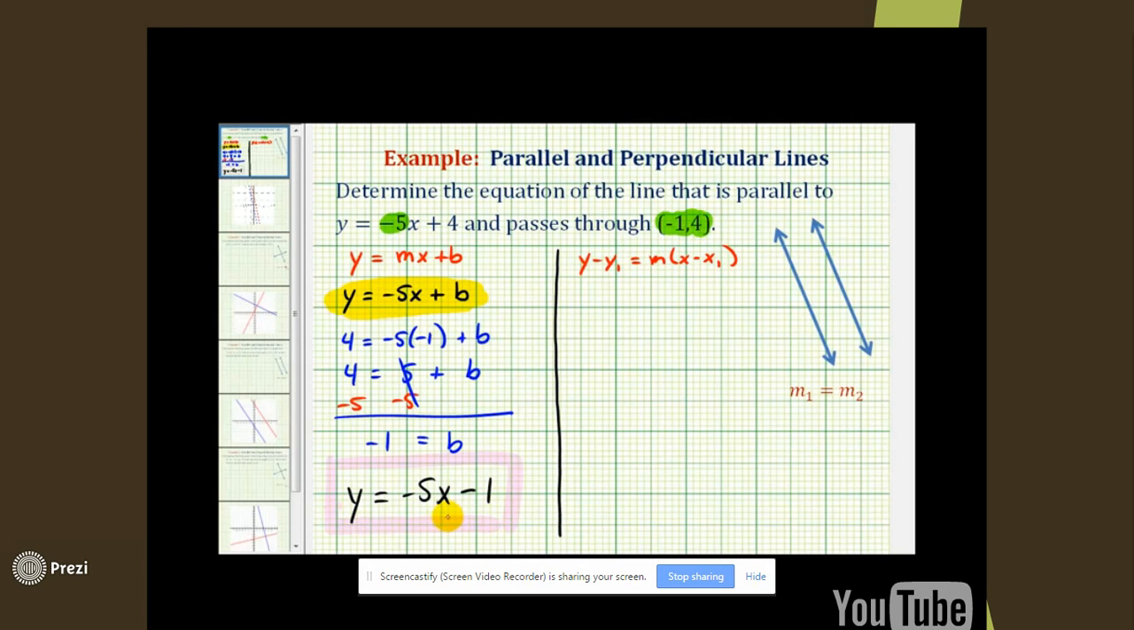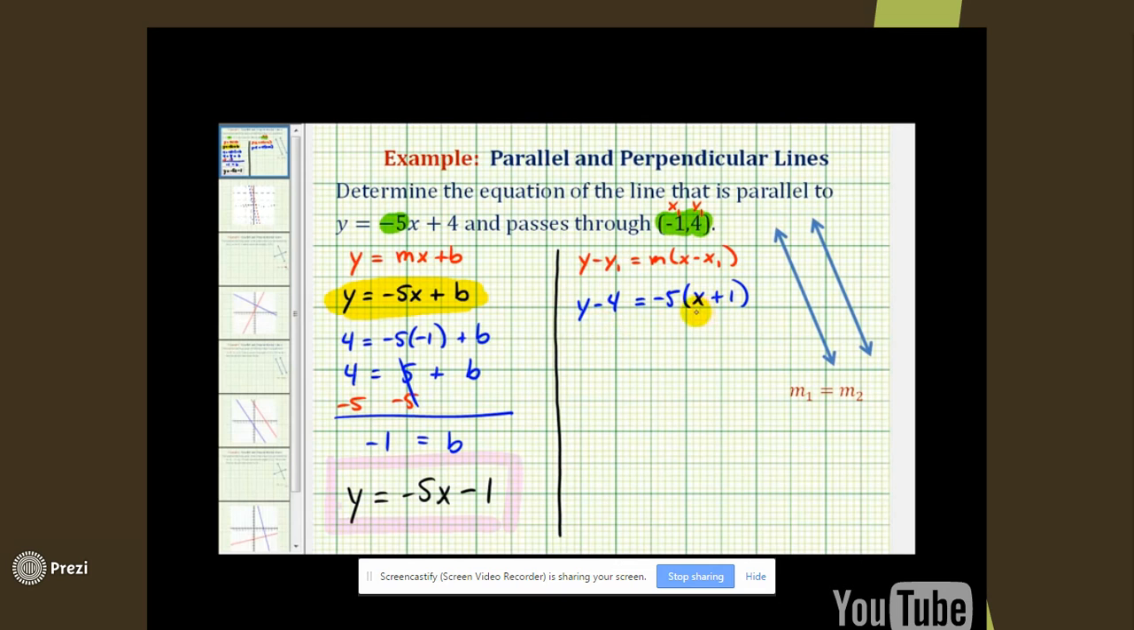Now let's see if we get the same equation if we use point-slope form instead. Remember, in point-slope form, m is still the slope, but x sub 1, y sub 1 are the coordinates of any point on the line. So we'll use -1 for x sub 1 and 4 for y sub 1. So we would have y minus 4 equals -5 times the quantity x, and then here we'd have minus -1, which is equivalent to plus 1.